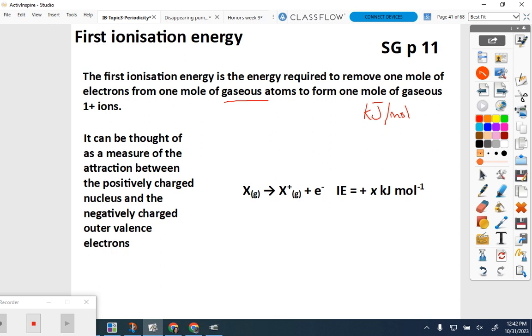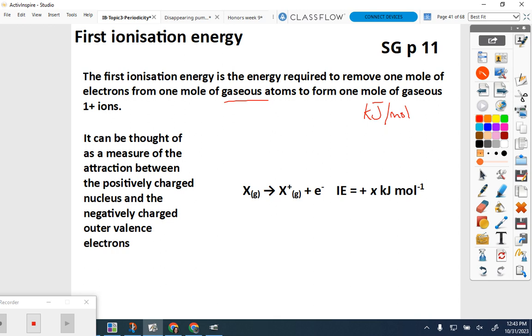And this is one way that you can indicate it. X here is just indicating the element symbol. So, specifying that it's a gas, that you're going from the neutral atom to an ion with a +1 charge and 1 electron. This is the case even if we're talking about nonmetals that tend to form negative ions. When we talk about ionization energy, it's still how much energy it takes to remove 1 electron.